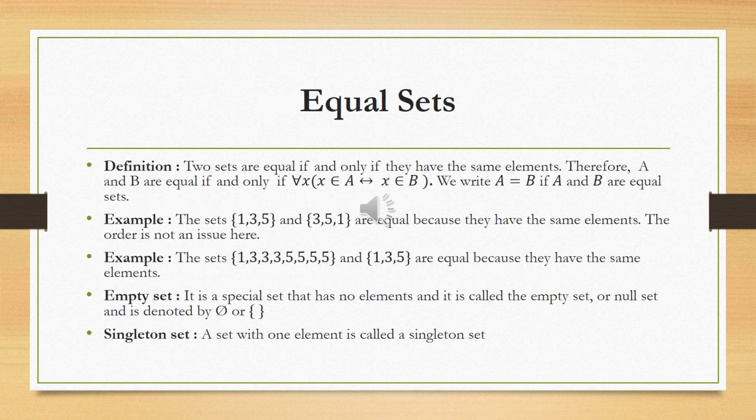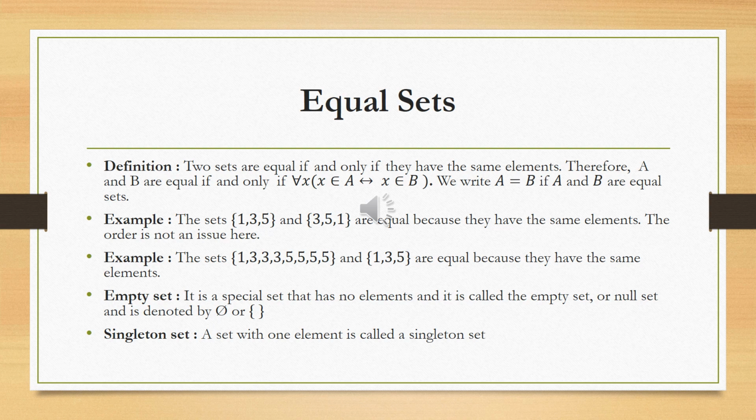Equal sets. Definition: two sets are equal if and only if they have the same elements. Therefore, A and B are equal if and only if for all x, x is an element of A if and only if x is an element of B. This is a biconditional statement. So when A is equal to B, A and B are equal sets.